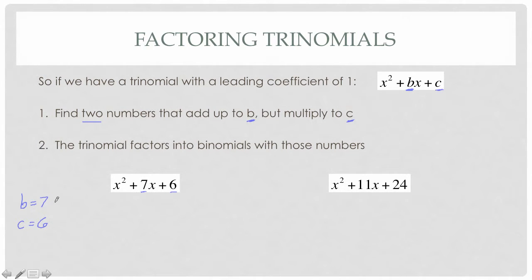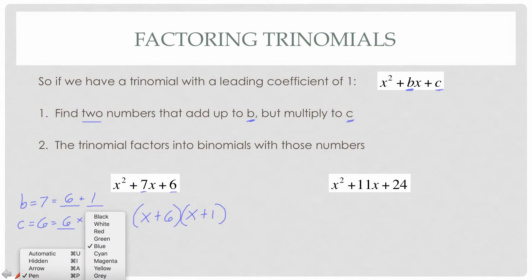Can I find two numbers that when I multiply them, they equal 6, but when I add them, they equal 7? Well, 6 times 1 equals 6, but 6 plus 1 equals 7. There's my two numbers, 6 and 1. So I can factor it then into x plus 6 times x plus 1. These are the two binomials that multiplied to make this trinomial.